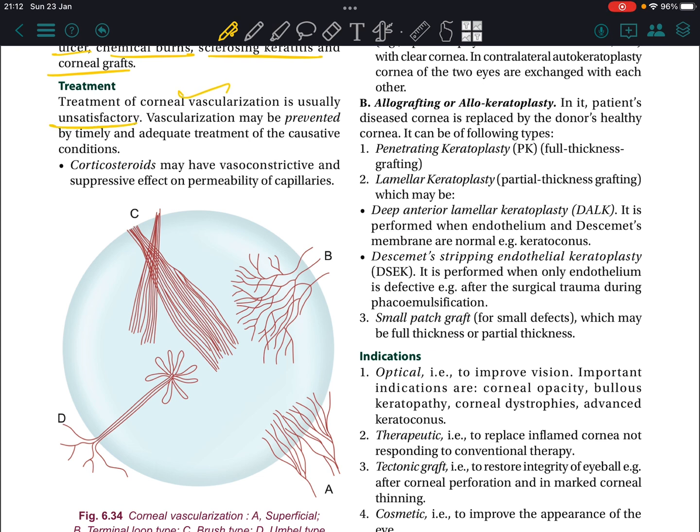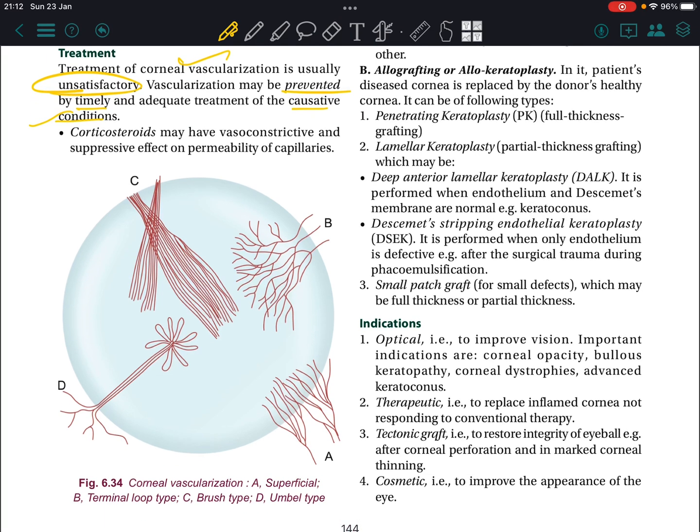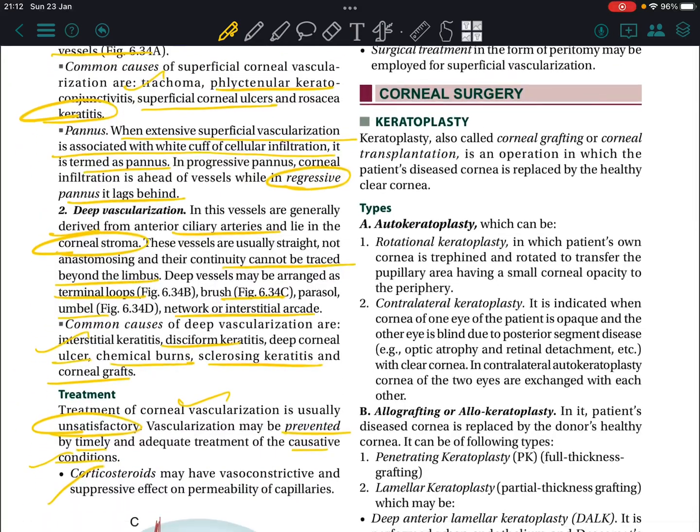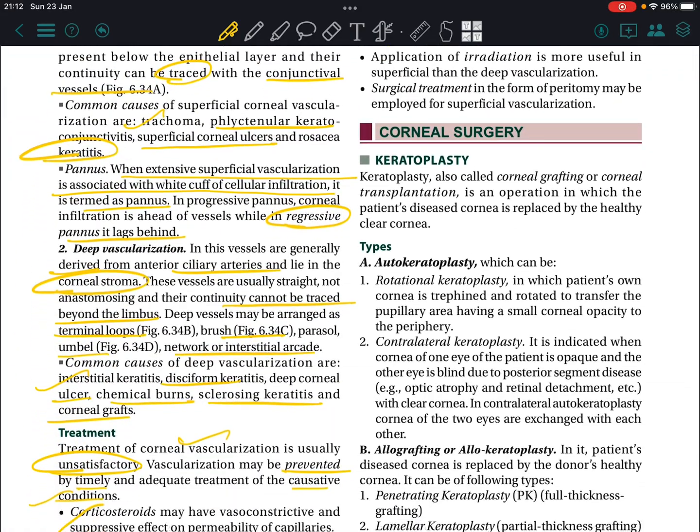Treatment of corneal vascularization is usually unsatisfactory. Vascularization may be prevented by timely, adequate treatment of the causative condition. Corticosteroids may have a vasoconstrictive and suppressive effect on the permeability of capillaries. Corneal vascularization: A, superficial; B, terminal loop type; C, brush type; D, umbel type. Application of irradiation or surgical treatment in the form of peritomy may be employed for superficial vascularization.